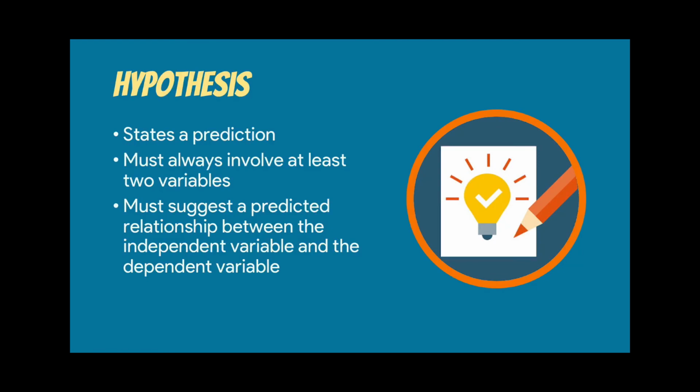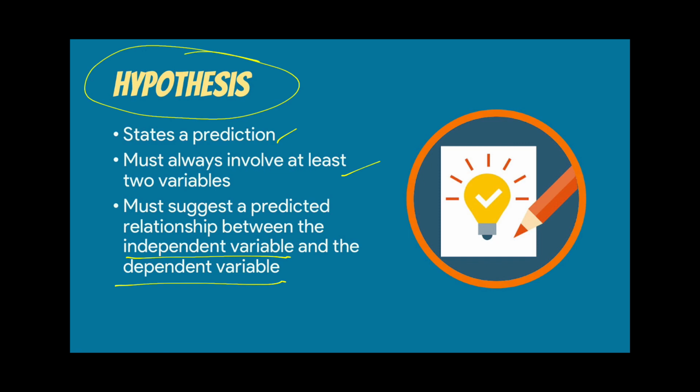And then, aside from stating the research problem in quantitative research, you also have to state the hypothesis. A hypothesis in the scientific method, if you remember, is what we call an intelligent guess. But in research lingo, it is the prediction of the relationship between at least 2 variables in the study. So it must suggest a predicted relationship between an independent variable and a dependent variable, right?